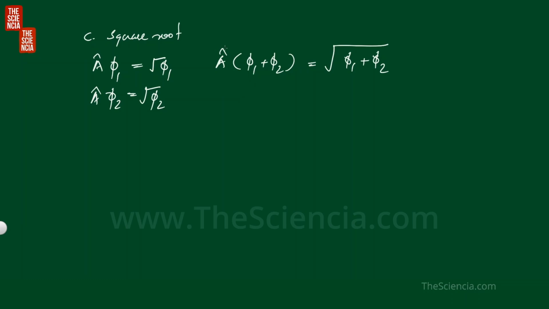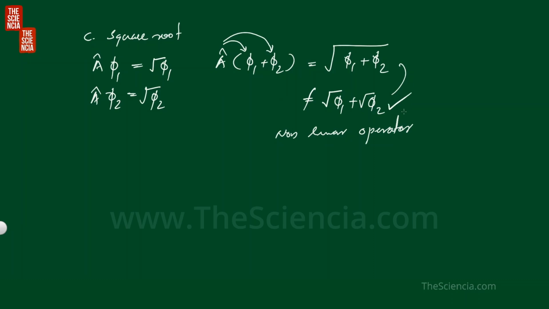This is not equal to the operator operating on each state separately, which is what a linear operator does. If it were operating like that, we would get root phi 1 plus root phi 2. But see, these are different, so this is also a non-linear operator. If it is a linear operator, we will get this result.